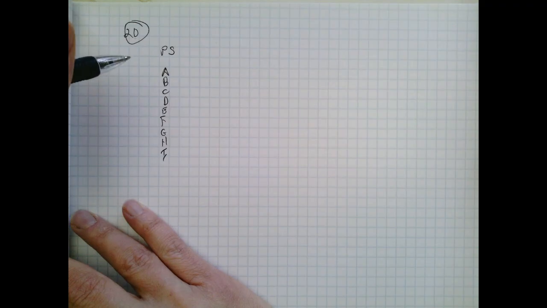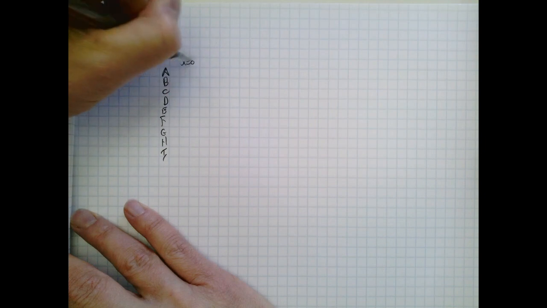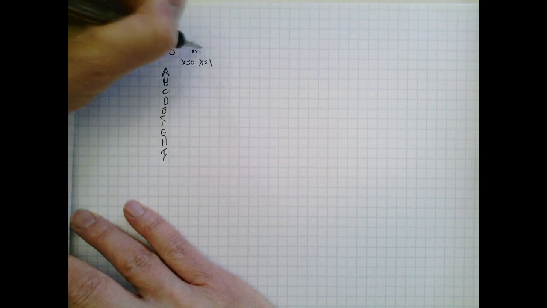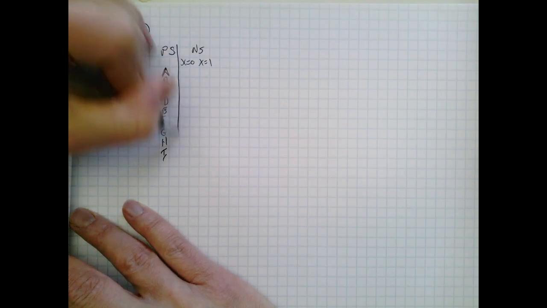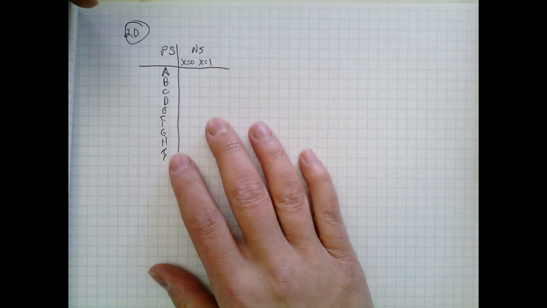Next states will be a function of a single input variable which can be valued at 0 or 1. So x equals 0 or x equals 1. And that will be our next state. So I'm going to go straight to an encoding. I'm not going to attempt to redraw this diagram.